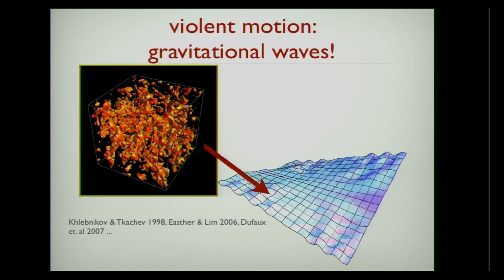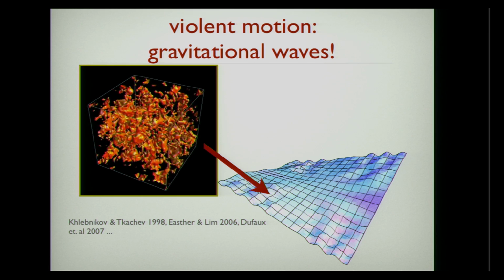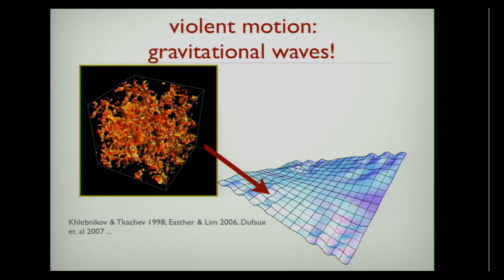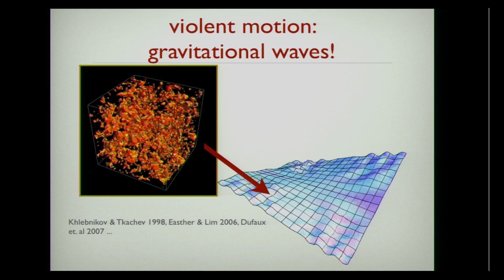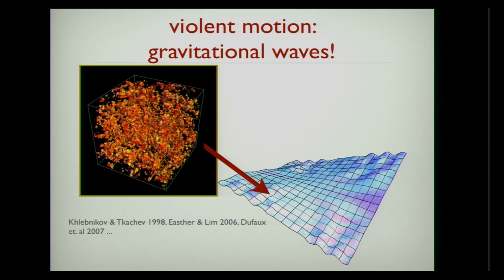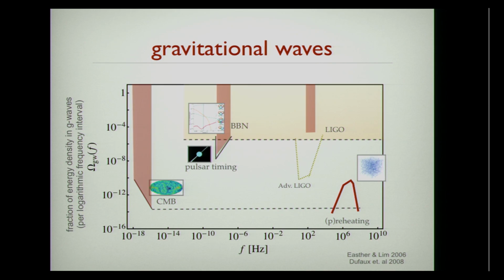In terms of gravitational waves, just these classical motions of blobs. This is a very violent period. It generates gravitational waves. Initially, this was done by Khlebnikov and Tkachev, and later on taken over recently by other groups where much stronger computational techniques were used. And people started predicting what sort of spectrum of gravitational waves we expect from here. The vertical axis here is the fraction of energy density in gravitational waves per logarithmic interval in frequency. On the horizontal axis is frequency. It's a huge range of scales, as you can see here.